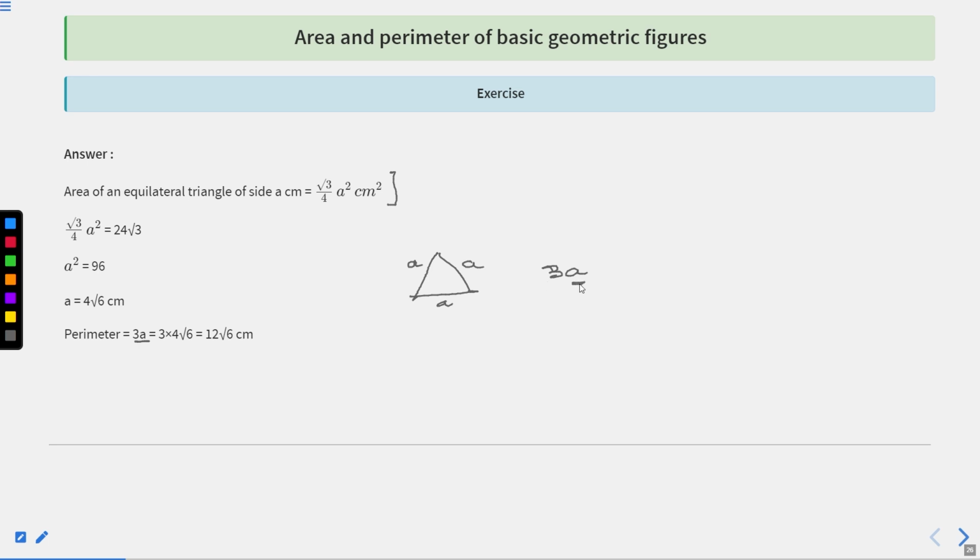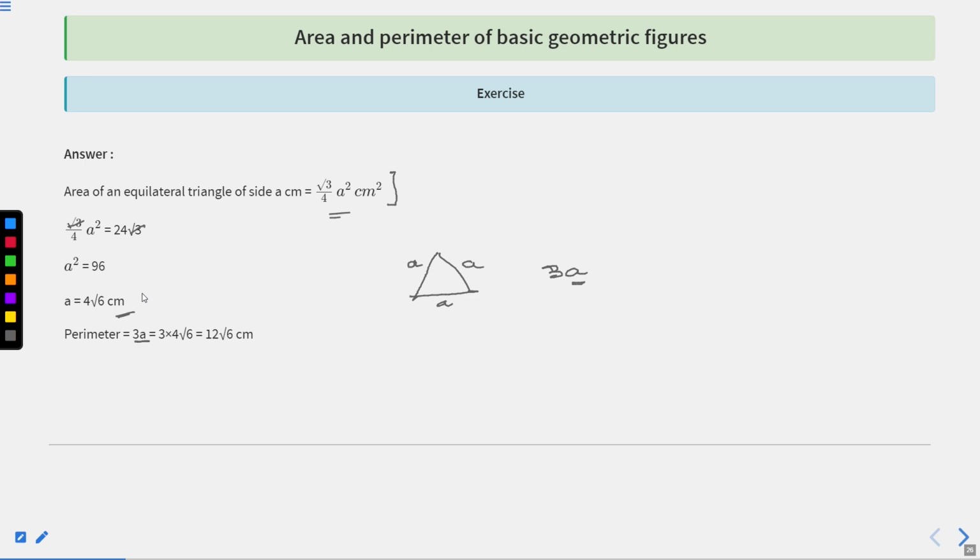Now a is unknown to us. If I am able to find the value of a, then I can easily calculate the value of the perimeter. So let us quickly substitute the value of area provided in the question in this formula. It will be root 3 by 4 a square equal to 24 root 3. Root 3 here and root 3 here get cancelled. Let us send this 4 to the right hand side and it will be a square equal to 96, and on simplification we will have a equal to 4 under root 6 centimeter.